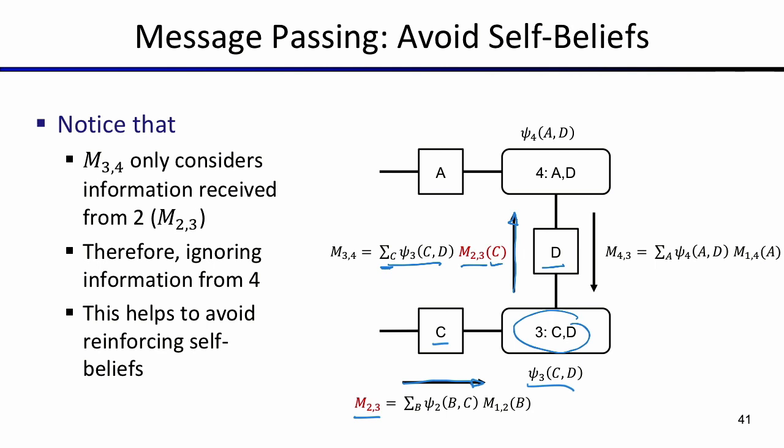Look that this message that I got from 4 will not get into here, right? Otherwise, I would take the information I got from 4 and send it back again to 4, reinforcing its own beliefs. So that's very important not to do this.